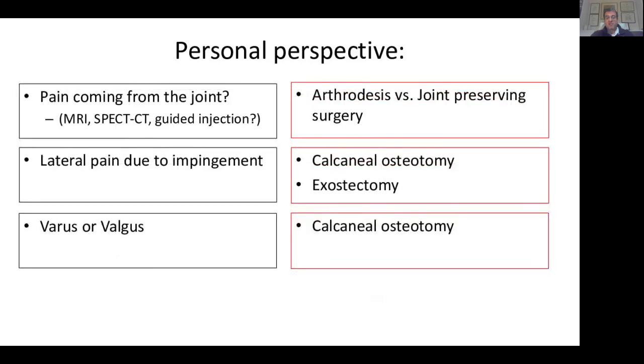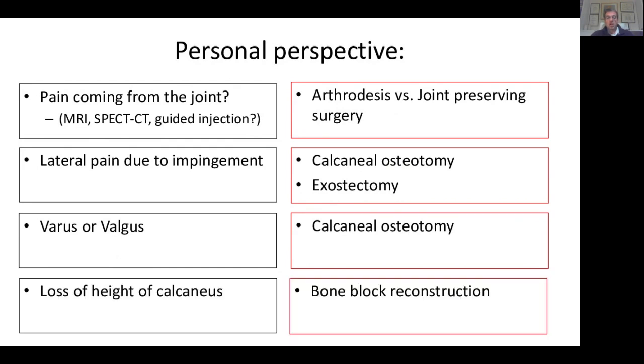And then if there is varus or valgus, significant varus or valgus, how much is significant? I don't have the answer. The literature doesn't have the answer. You do the calcaneal osteotomy, medializing or lateralizing calcaneal osteotomy. And if there is a lot of loss of height, you do a bone block distraction arthrodesis most of the time.